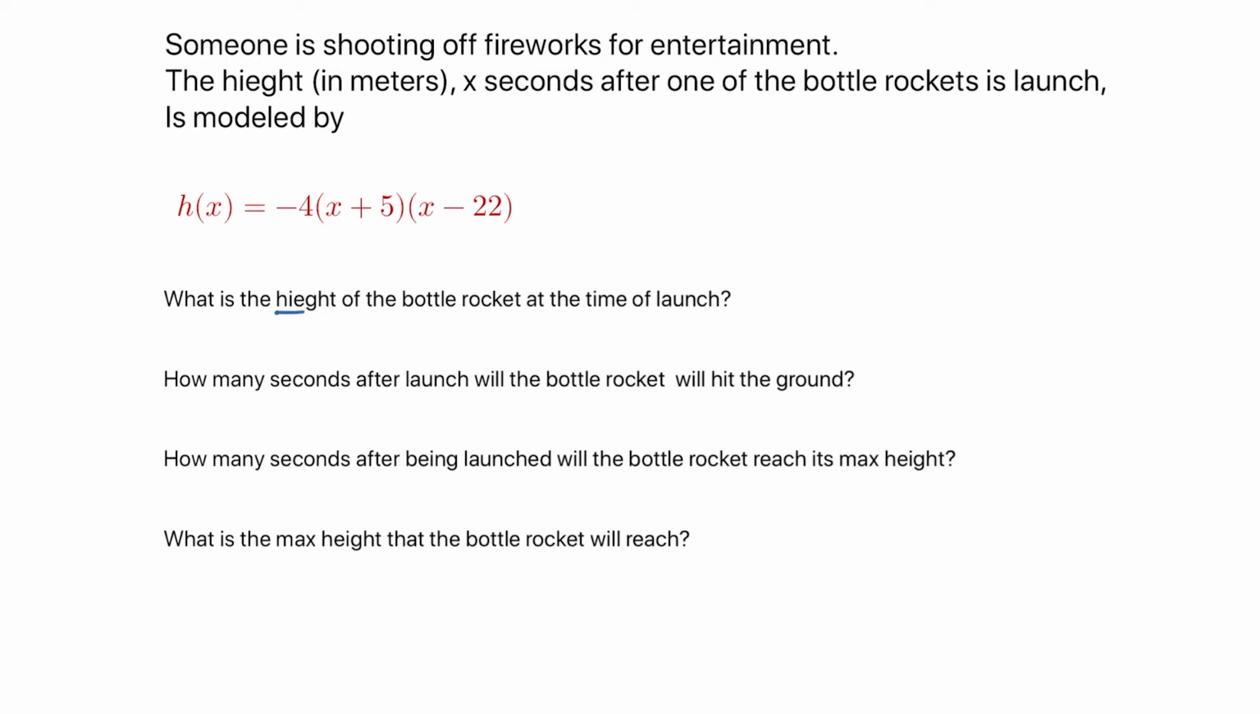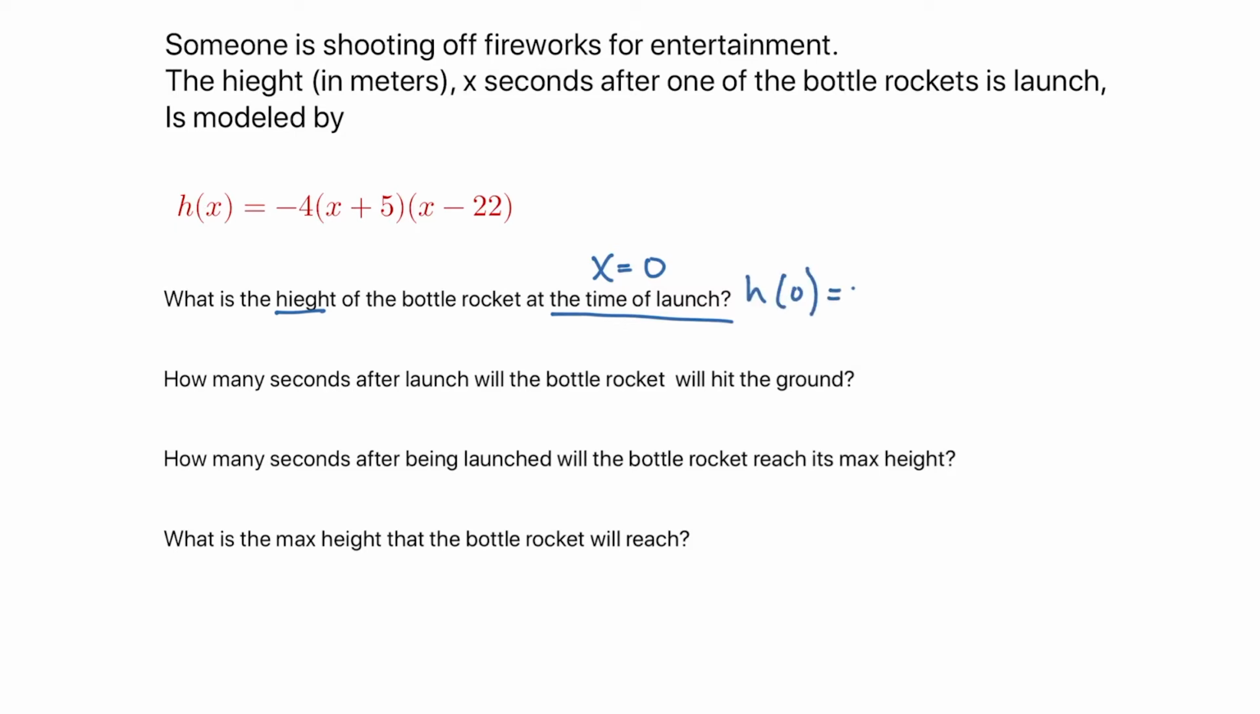Well, I'm searching for the height, and I just need to know, what is the time of launch? What does that mean? Well, if it says this is modeled by x seconds after its launch, it's like we took a stopwatch, and as soon as that thing lit up, I hit go on my timer. So at the time of launch, x is equal to 0. So I want to know, what is h(x) when x is equal to 0? What I really want to know is h(0).